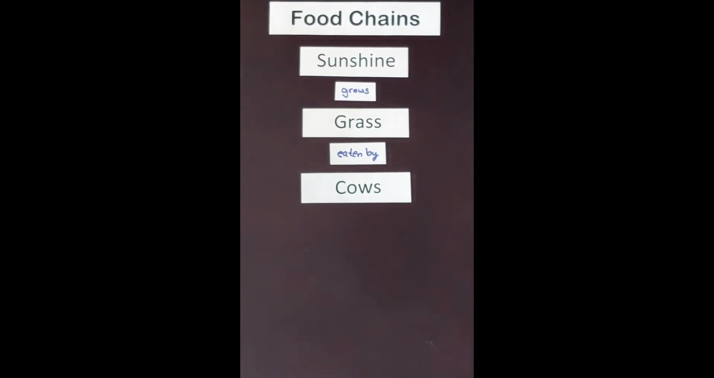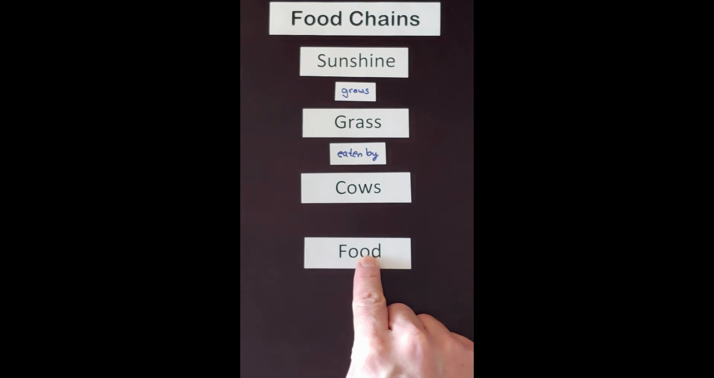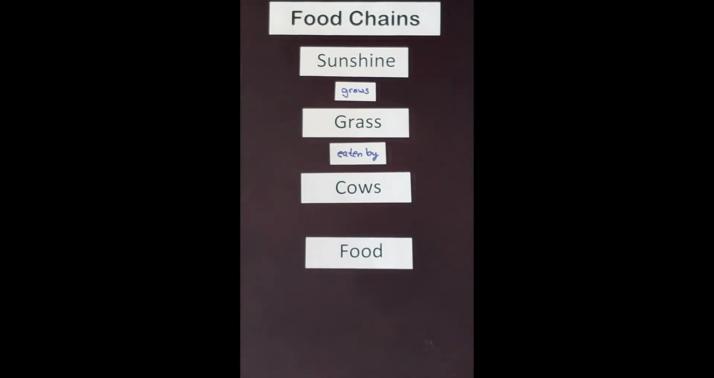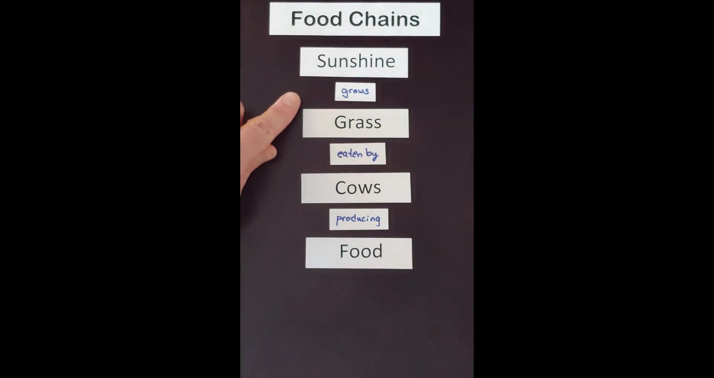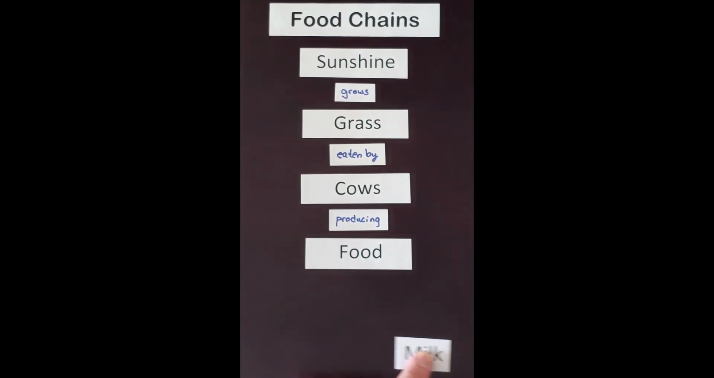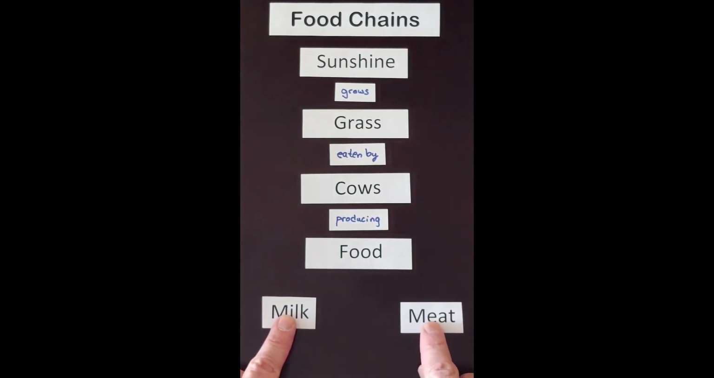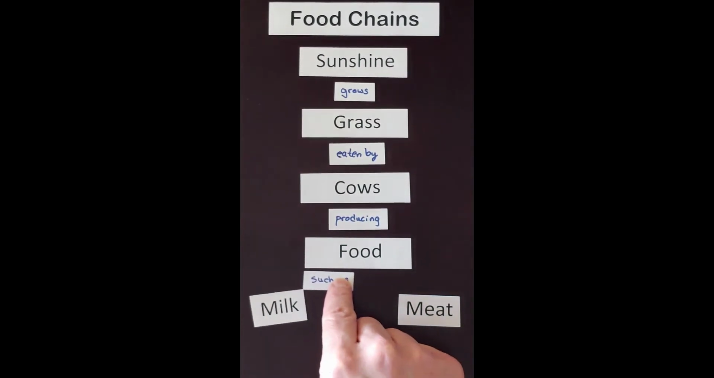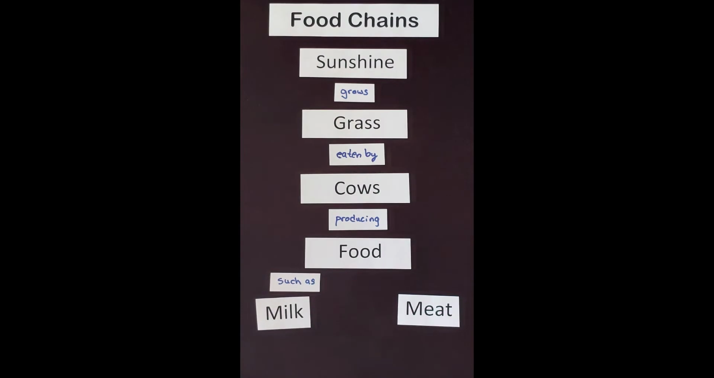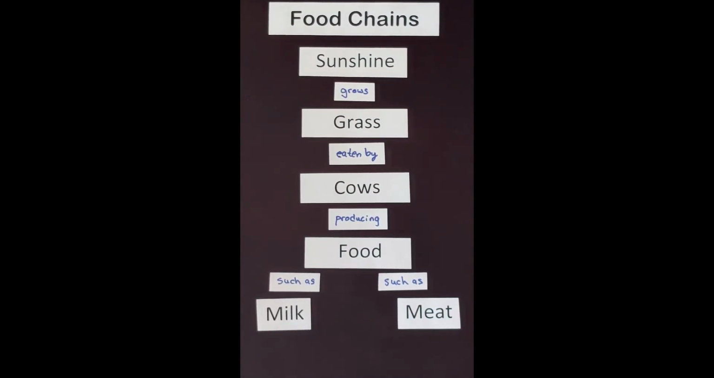And then I pull another word from my parking lot, and I'm going to put food down below here because I know that cows produce food. So sunshine grows grass eaten by cows producing food. And two examples of that food for humans anyway is meat and milk. So I'll put a link word here of such as, or for example. And notice how the map kind of branches off now when we bring in examples for this particular situation.